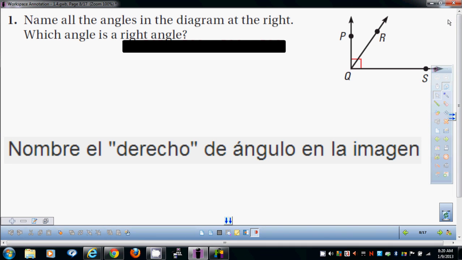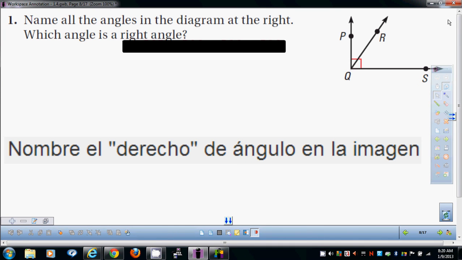Well, you got 2 of them. PQS is the right angle. PQR is an acute angle. Well, why can't you say it's the acute angle? Because the other one's acute too. This one's acute and this one's acute. And that would be RQS, is the only one you didn't get.